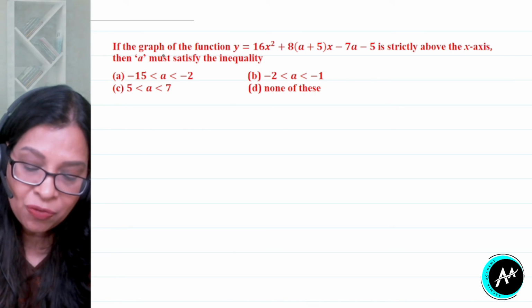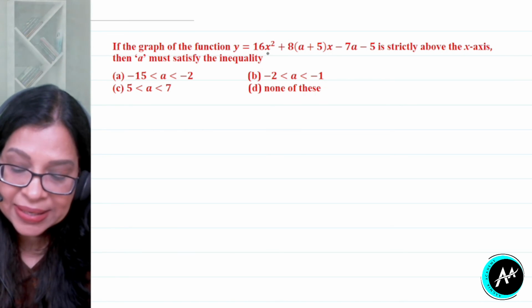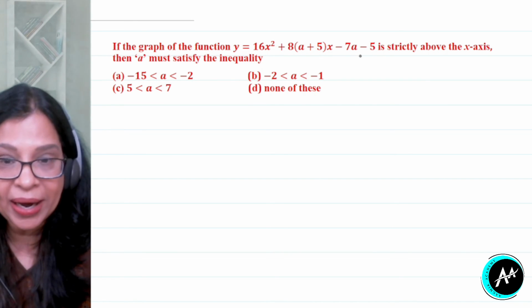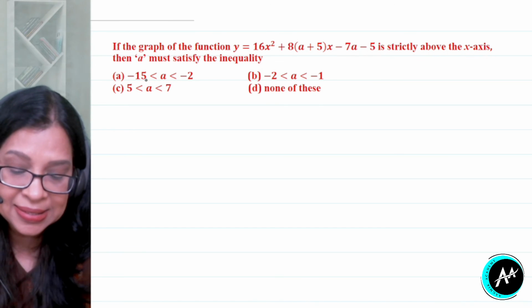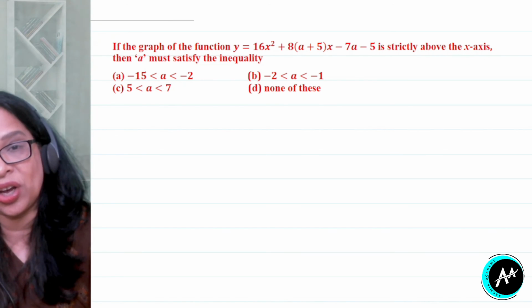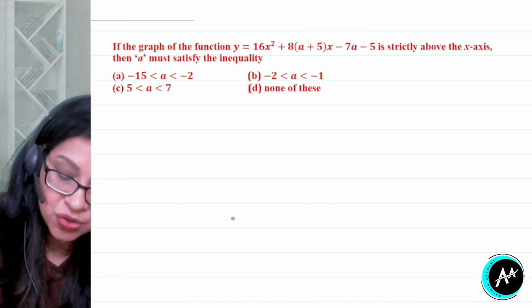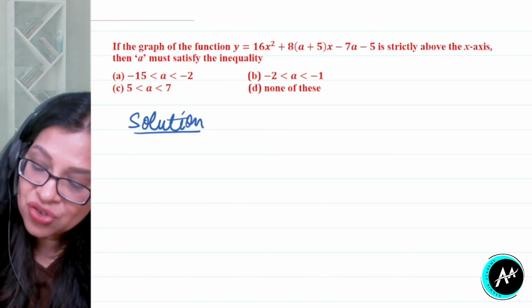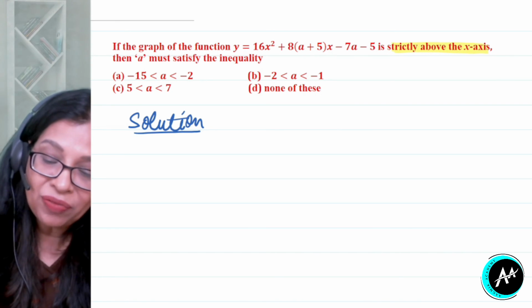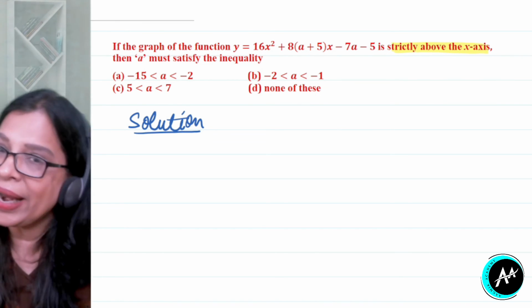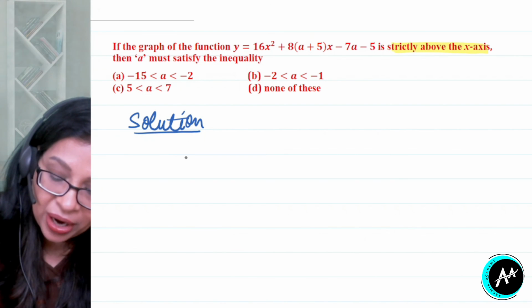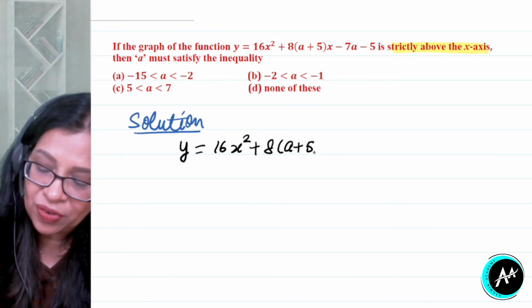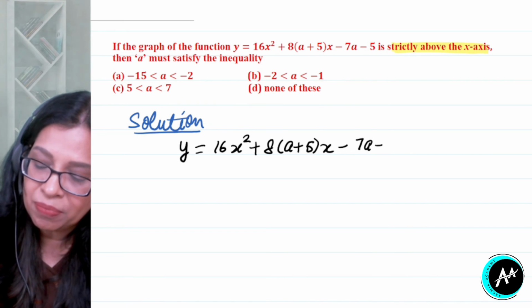Question is, if the graph of the function y is equal to 16x square plus 8 into a plus 5x minus 7a minus 5 is strictly above the x-axis, then a must satisfy which inequality? Okay, so let us write the solution for this. Now the condition is that graph is strictly above the x-axis. So when will that happen? When a is positive and D is negative. So we have y equal to 16x square plus 8 times a plus 5 into x minus 7a minus 5.